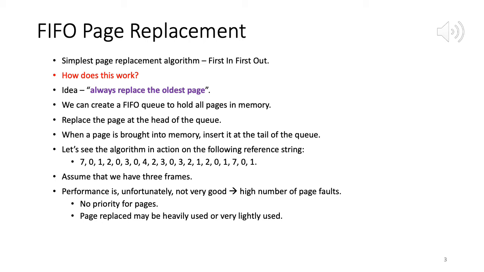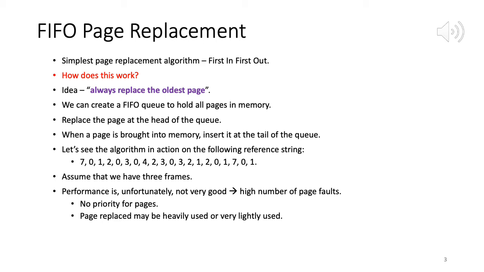So we can create a FIFO queue to hold all pages in memory, replace the page at the head of the queue. When a page is brought into memory, insert it at the tail of the queue. So the idea is when you need to evict a page, always replace the oldest page. Now we'll see this algorithm in action on this particular reference string.